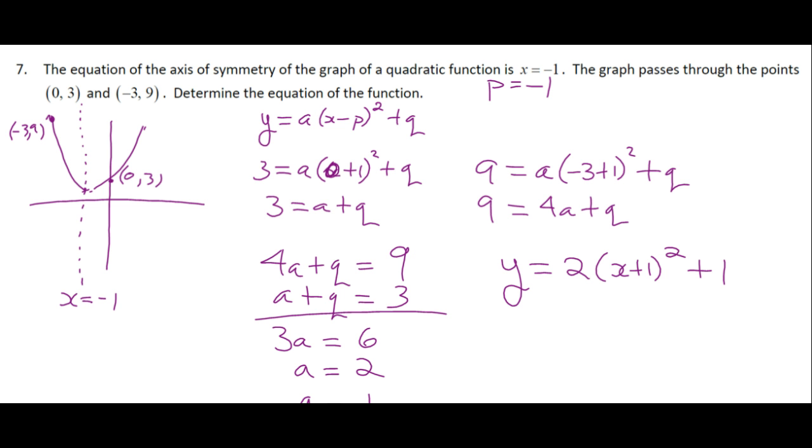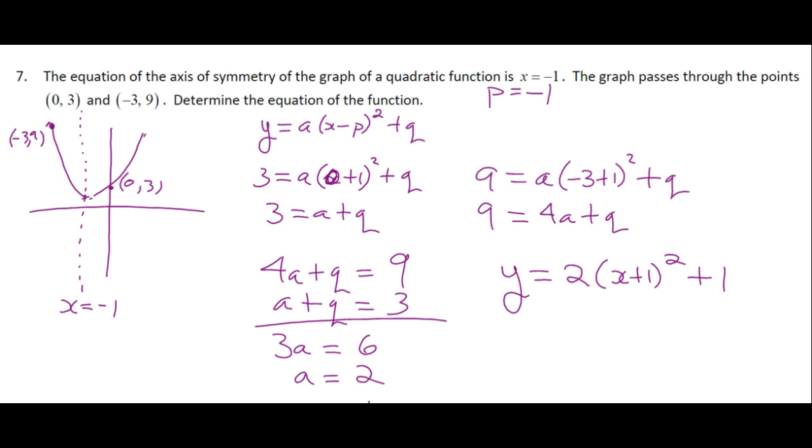You may have made a mistake somewhere in there. So you could go back and make sure that those points are on this. Or you could graph this, then go into the table. You look in the table, when x is 0, you should see a 3. When x is negative 3, you should see a 9. And that's a good way of checking. Or you could graph it and just trace along and say, yeah, it's 0, 3, it's negative 3, 9. Okay, questions?